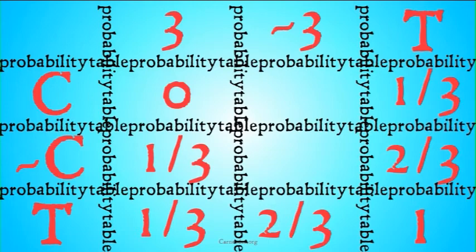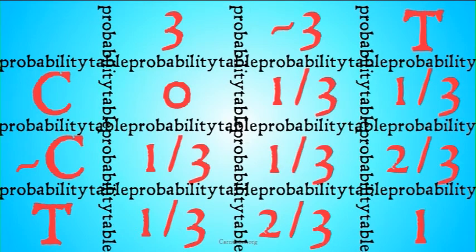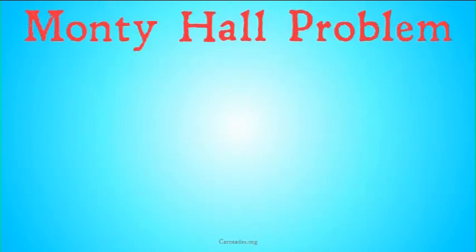There's a 1/3 chance that door 3 is correct and your door isn't correct. There's a 1/3 chance that your door is correct and door 3 isn't correct. And there's a 1/3 chance that neither your door nor door 3 is correct, being that the other door, not the door you picked and not door 3, is correct.